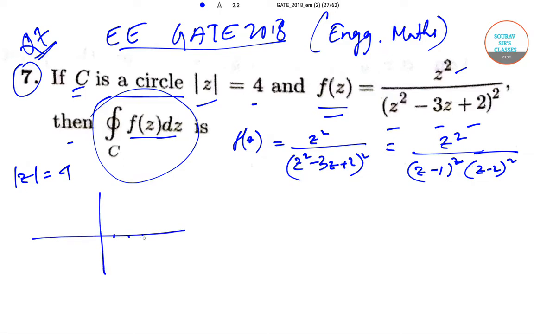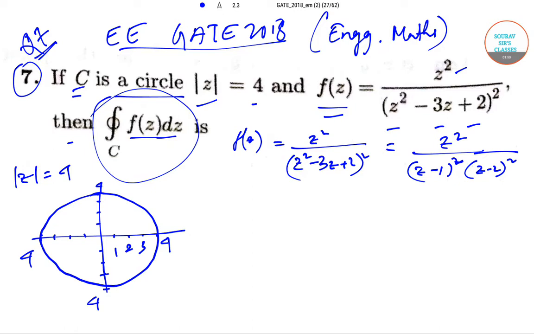1, 2, 3, 4 on each axis, then minus 1, minus 2, minus 3, minus 4. So the circle will look somewhat like this. This is 4, this is 3, this is 2, this is 1. So this is what we have got so far. This is the circle mod of z equal to 4.